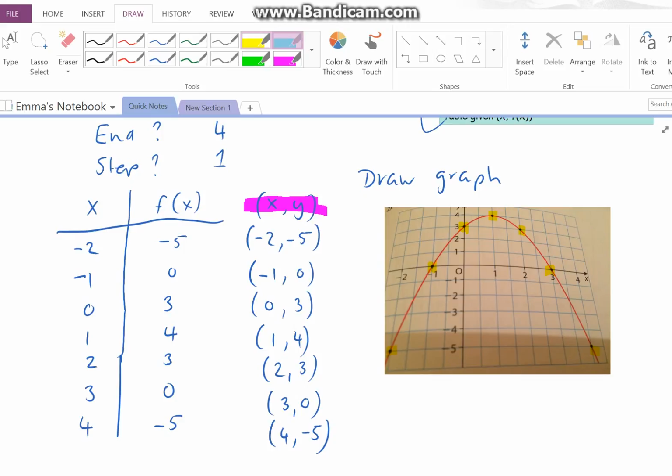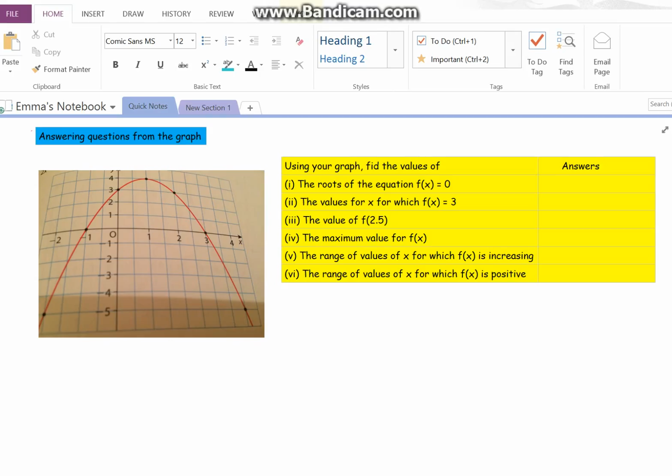So these would have been pretty easy just to graph ourselves. Okay, so if you're asked a question on functions, you're generally going to be asked to interpret your graph. So answer questions on your graph. Okay, so using your graph, find the values of. So these are the questions we're going to do today.